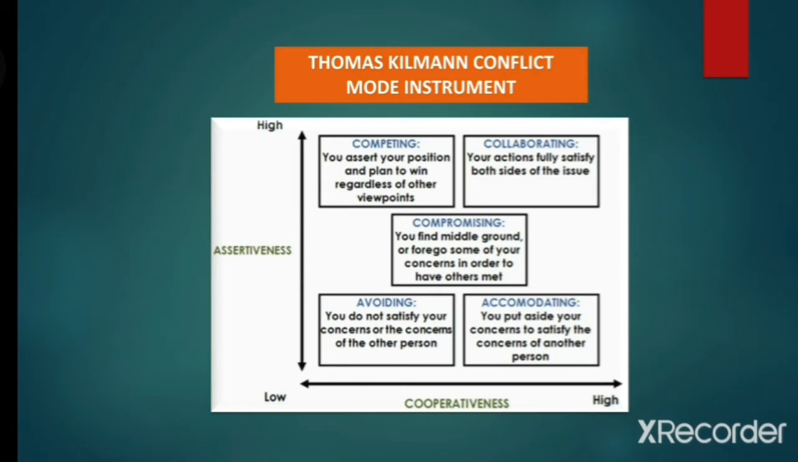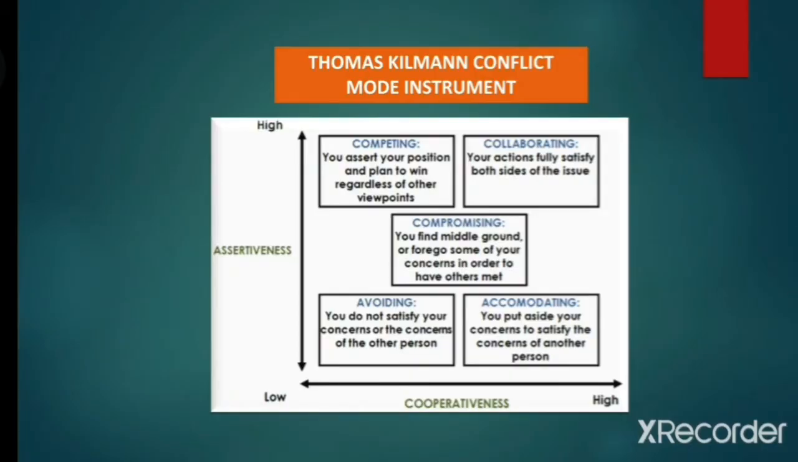The next is avoiding. You do not satisfy your concerns or the concern of the other person. An avoiding conflict management style ignores the situation altogether. Either one or both of the people involved in the conflict steer clear of it. When to use it? When the conflict is meaningless, when you don't have the time to manage the conflict, and when you aren't sure how you feel about the situation yet.